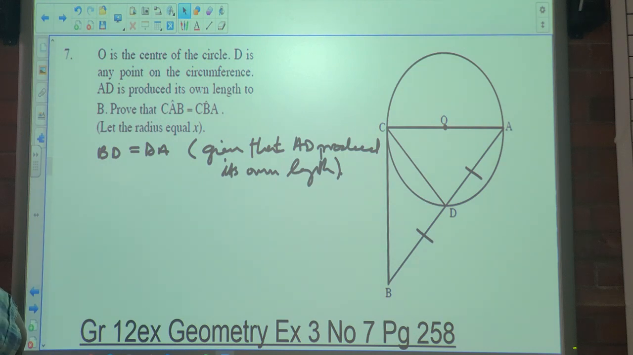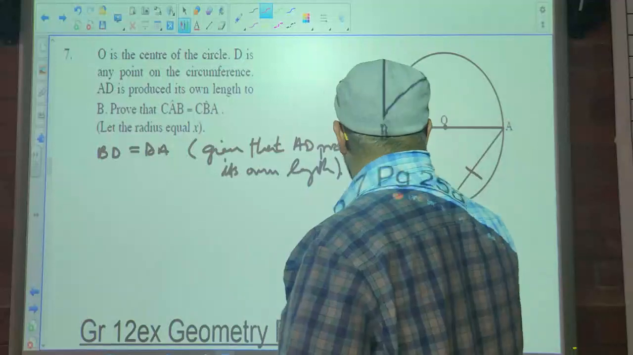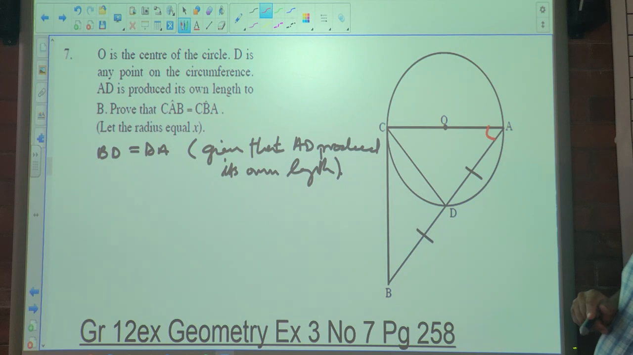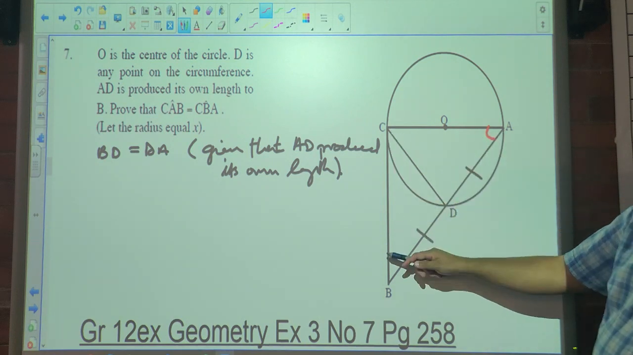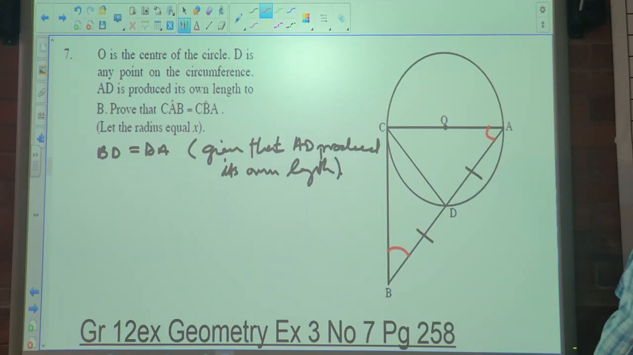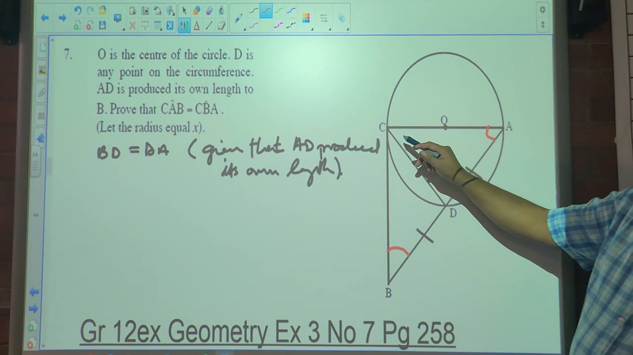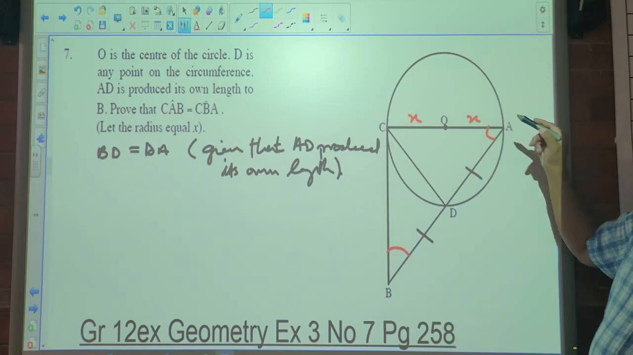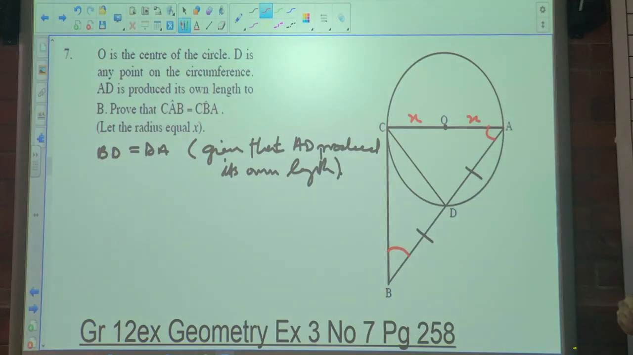Prove that angle CAB, which is this angle, is equal to angle CBA. So how do you think we're going to prove that? OC, your radius, they say is x. So if that is x, this will be x, yes? That is 2x.